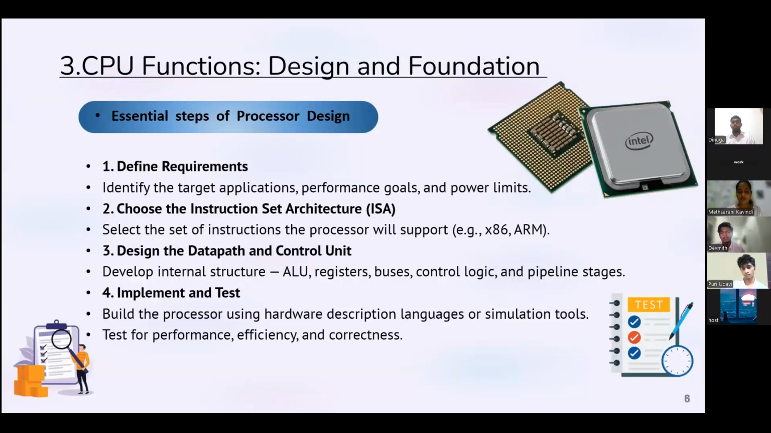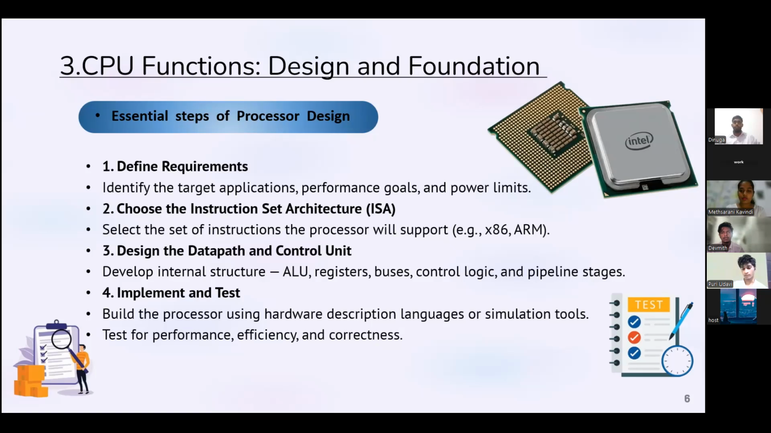Thank you, Ms. Sani. Now I'll explain the main steps involved in designing a processor. The first step is requirement definition. Here we decide what the processor must achieve: its performance, power usage, cost, and the type of device it will be used in. The second step is selecting the instruction set. This is the basic language of the processor, choosing an ISA like ARM, x86, or RISC-V.